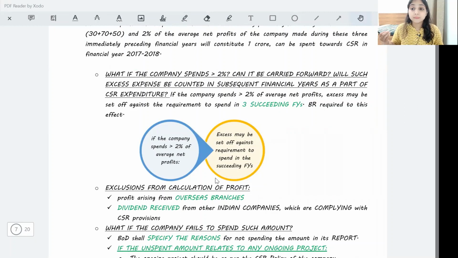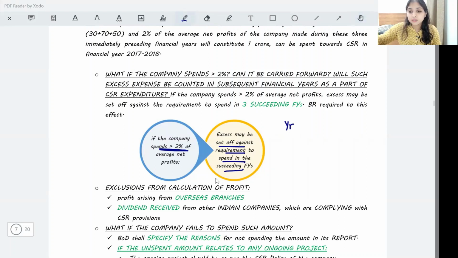Then, what if the company, over enthusiastic, spends more than 2%? Then what to do? Earlier we said, forget about it, you can do nothing. But then as per the latest provision, if you spend more than 2%, then whatever excess you spend, that can be carried forward in the subsequent years. If the company spends more than 2% of the average net profits, then whatever excess the company spends, we will allow the company to set it off against the requirement in the succeeding financial years.